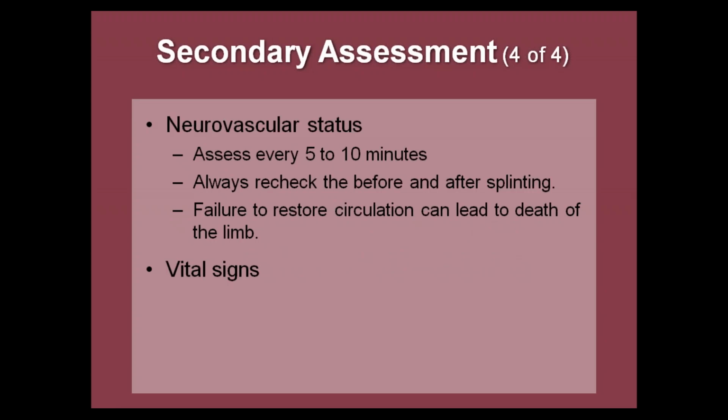All right. Neurovascular status: you need to reassess every 5 to 10 minutes. You always recheck before and after splinting. That's part of the skill sheet anyway. You want to check CMS prior and post. So before, as you have somebody apply manual stabilization, you're going to assess CMS. And then once you have applied a traction splint, SAM splint, vacuum splint, or sling and swathe, you're going to reassess CMS to make sure that you did not create further damage.